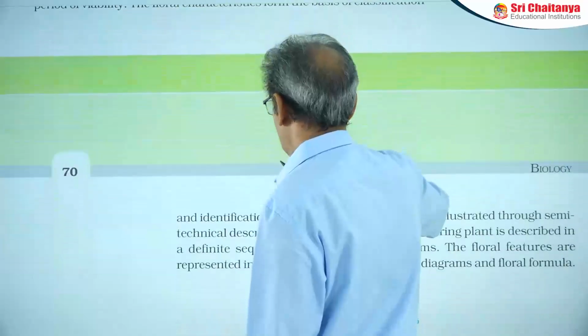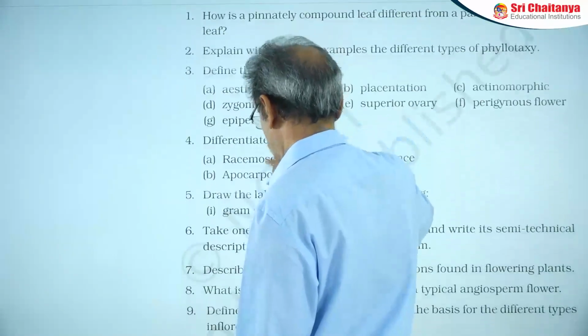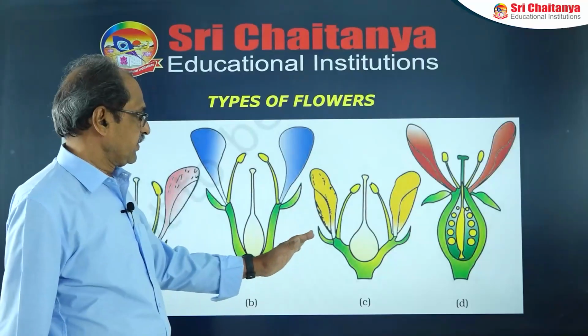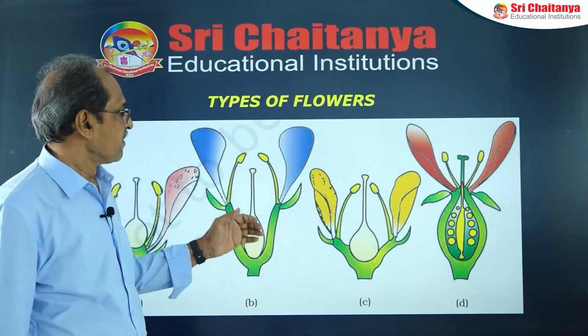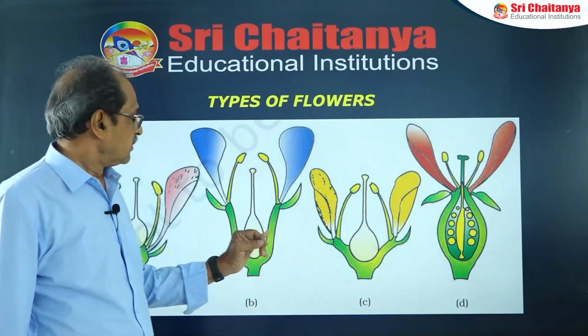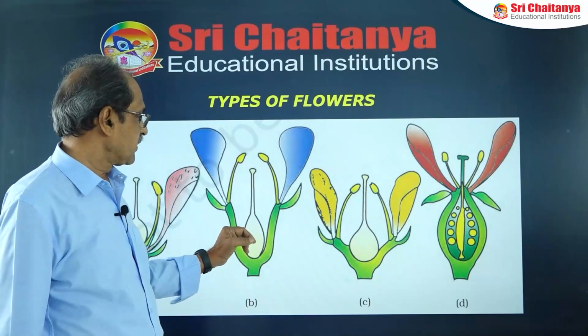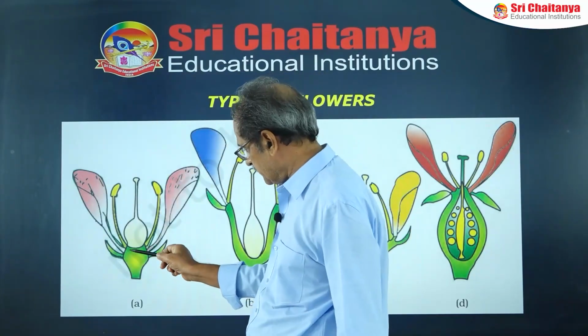So, this is the text quoted here. Anyway, these are the exercises. So, this is a very important aspect regarding the types of flowers here. Here, 3 types of flowers were already explained to you, based upon the position of the ovary with respect to other floral parts. See, this is hypogynous.